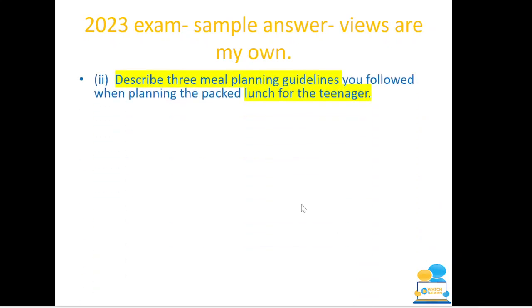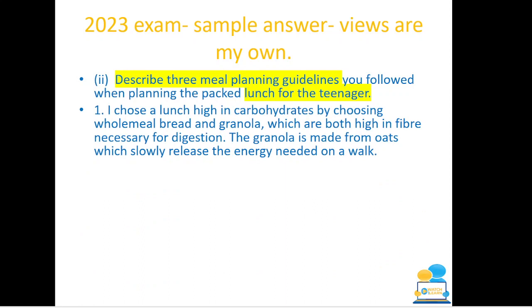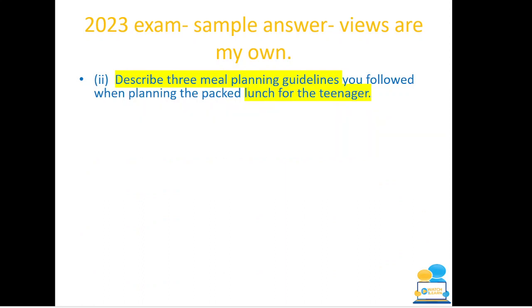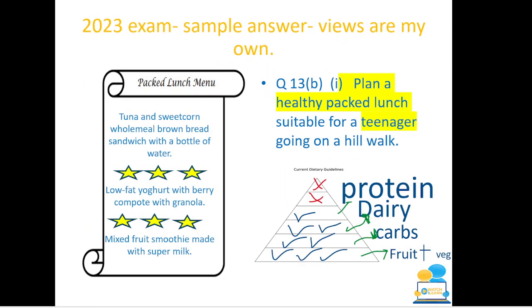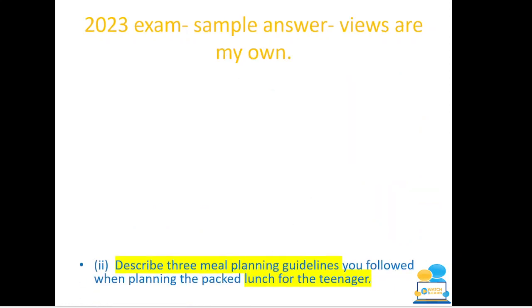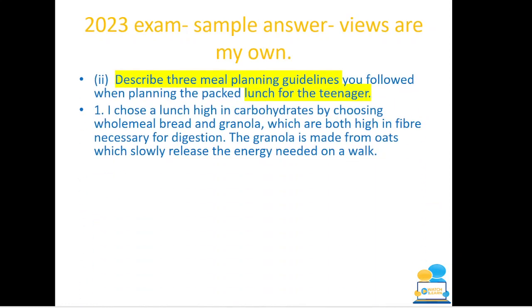So the next part here, again, these are all my own views. Part 2: describe 3 meal planning guidelines you follow in planning the packed lunch for the teenager. So I'm highlighting describe. I'm going to have to give information here, state and explain an example. 3 meal planning guidelines. So again, in this question, they've given you the space for the 3. And it has to be talking about this answer. I can't start talking about why I chose to give them vegetable soup on a hill walk if that's not what I've written down here. Okay, so I'm going to use what I have planned for him in his packed lunch meal to talk about here. So here's my first sample answer.